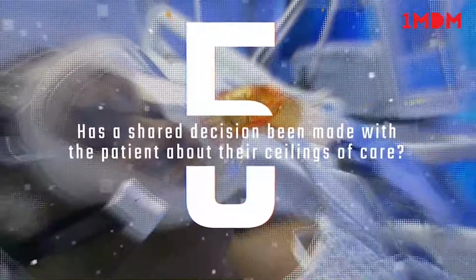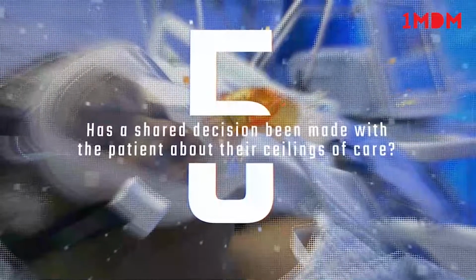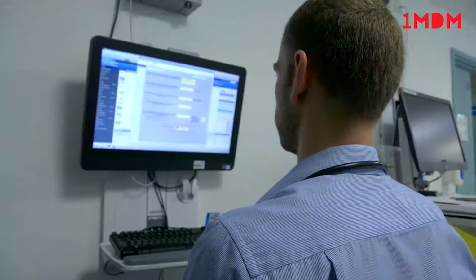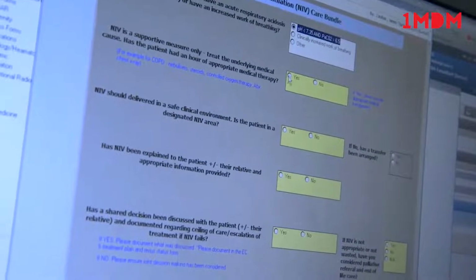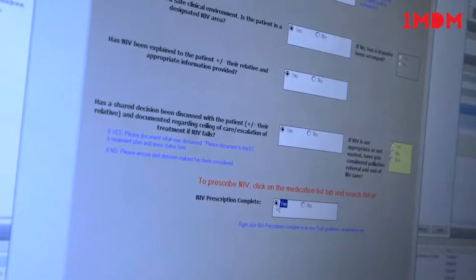And finally, has a shared decision been made with the patient about their ceilings of care? Having a plan for treatment failure is really important, particularly in the event of acute deterioration. These 5 essential items are included in the NIV care bundle on Cerner. This should be completed before the patient is initiated on NIV. Non-invasive ventilation should also be prescribed on Cerner. This allows you to document the aims and settings clearly.